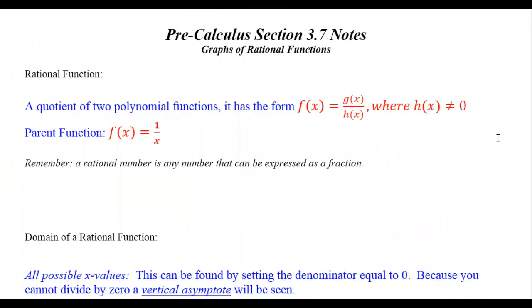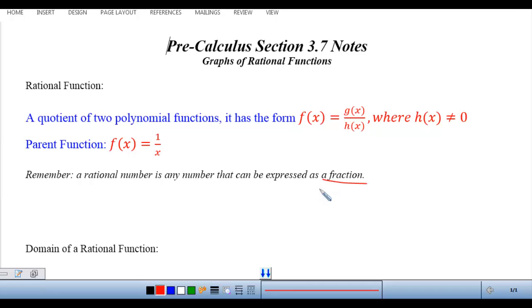In today's section, we're going to take a look at graphs of rational functions. A rational function is the quotient of two polynomial functions and has the form f of x equals g of x over h of x. So basically, it's a fractional function. So remember, rational numbers, anything that can be expressed as a fraction.